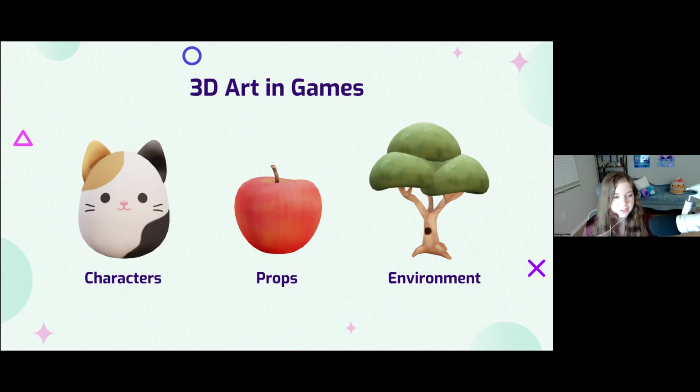Another category is props. We have an example here of an apple. Maybe something you hold and eat is a prop, or maybe a sword that you swing, or a fishing pole that you use to go fishing. It's another example of 3D art. And the third is environment, so the world around you, the trees, the bushes, the floor you walk on, streets, it's all environmental 3D art.